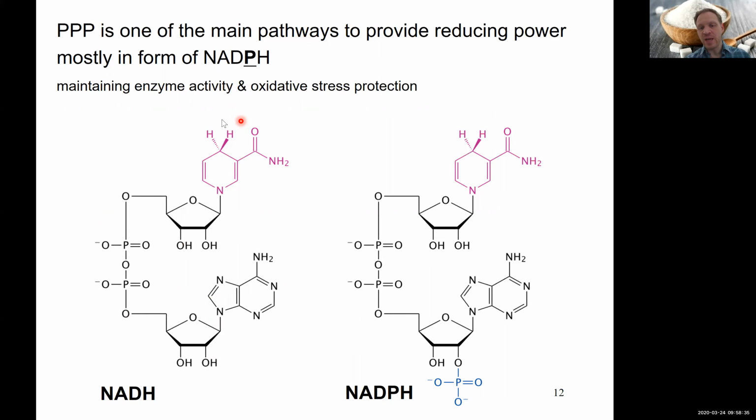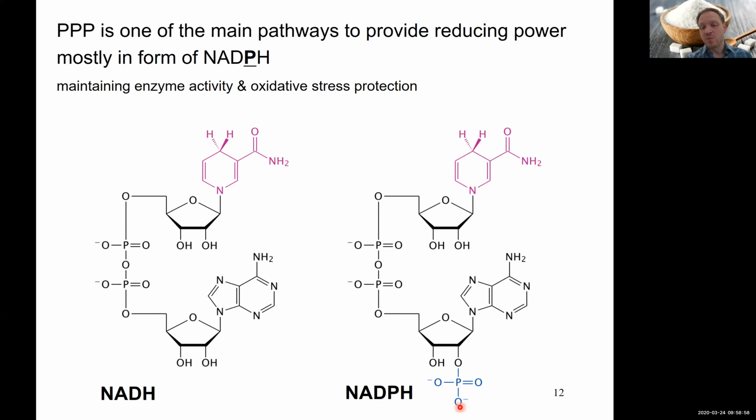And now if you look at NADPH, the only difference really is that you have a phosphoryl group here. So the business end highlighted here in pink between the two is exactly the same. The reaction mechanism, the type of reactions that NADPH is functioning in as a cofactor are exactly the same as NADH. There's no difference from what we have learned so far.